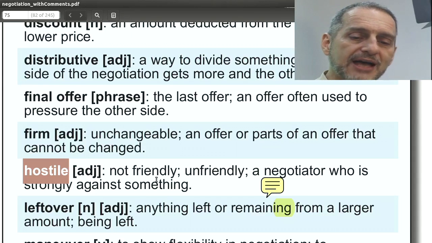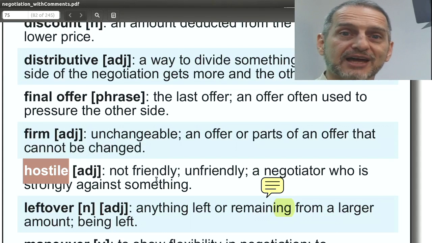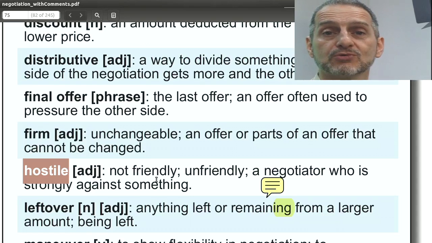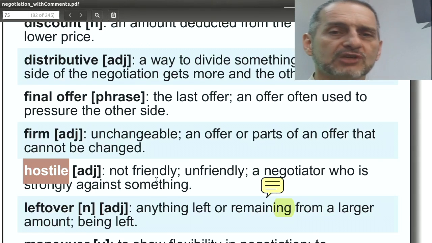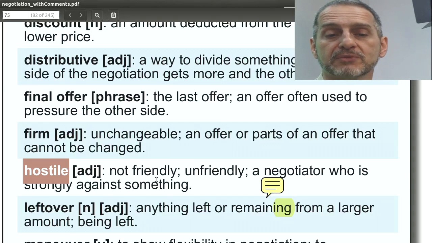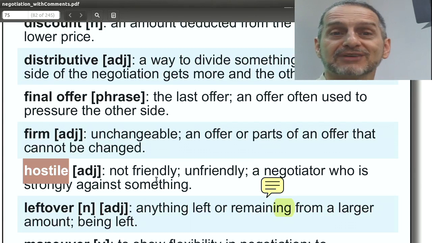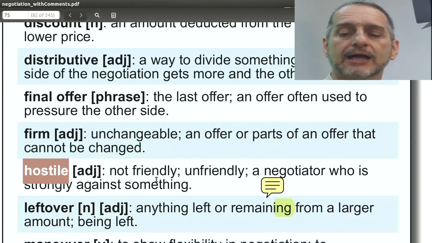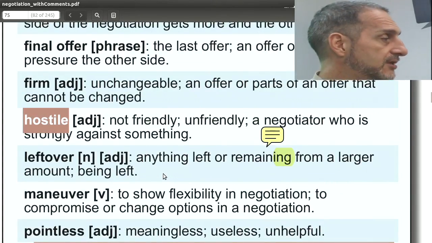So this hostile, now you don't want to use it all the time. You don't want to just say, you're hostile because you won't give me anything, or you won't give me $10, but you gave me $9. That's hostile of you. It's a little bit extreme. The word is a little bit powerful, meaning they're really pushing against you. They're really being angry or mean about it, or not giving anything, or trying to take a lot. And you can accuse them of that. You just don't want to overuse it.